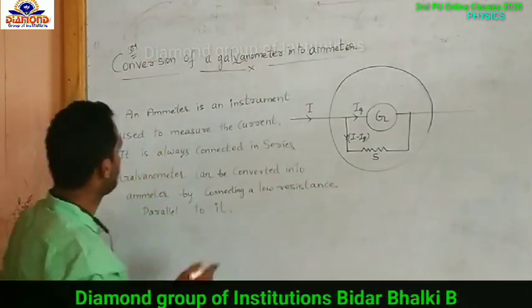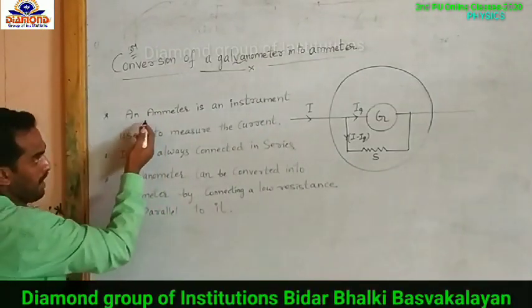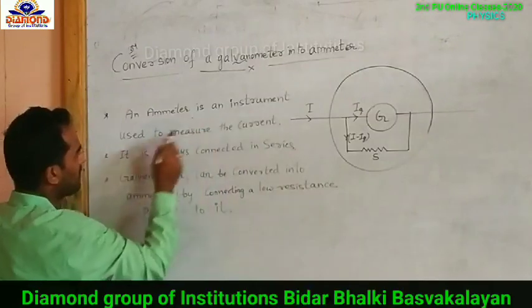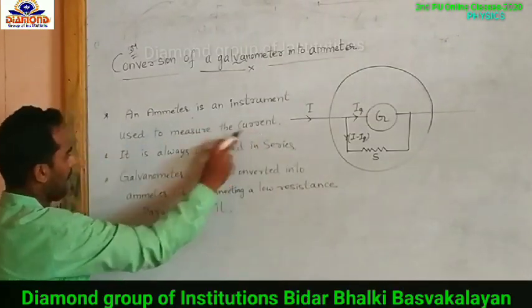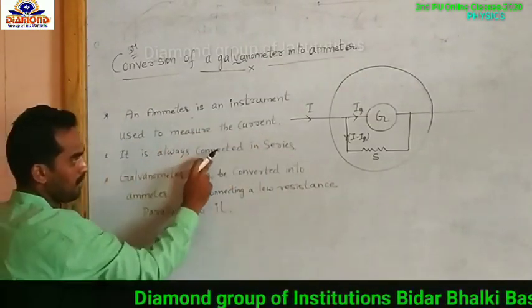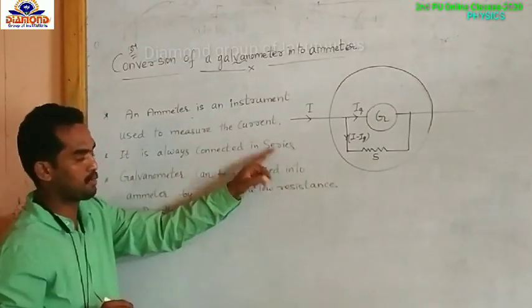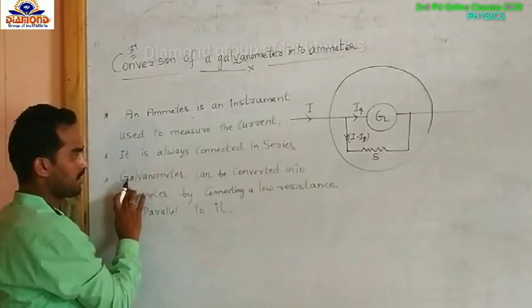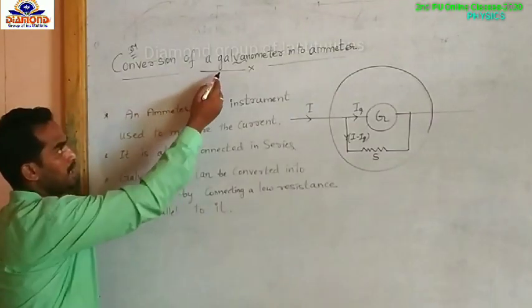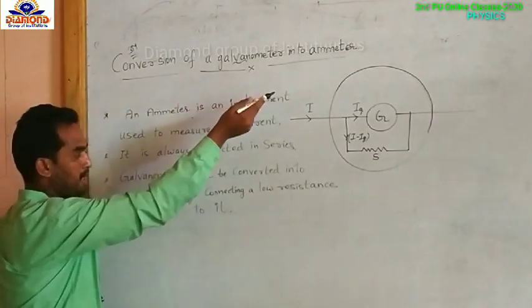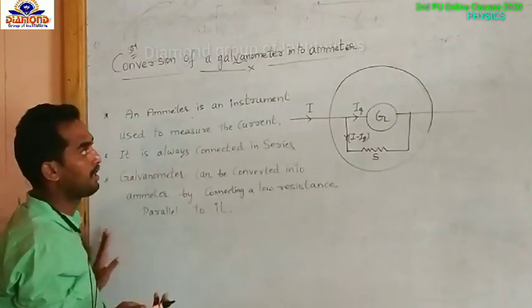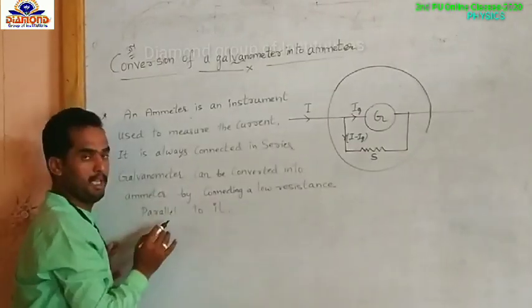And see here, this ammeter is an instrument used to measure the current, and this ammeter is always connected in series. How is the ammeter connected? In series to a circuit. And this galvanometer, we are converting the galvanometer into an ammeter. So how can we convert? This is the main point here.